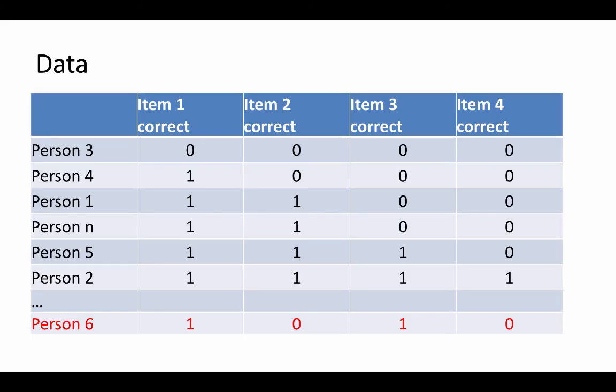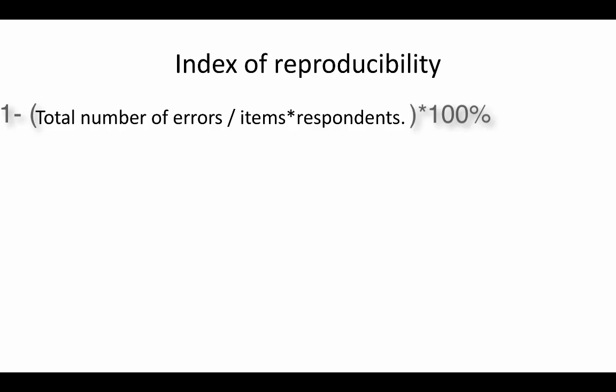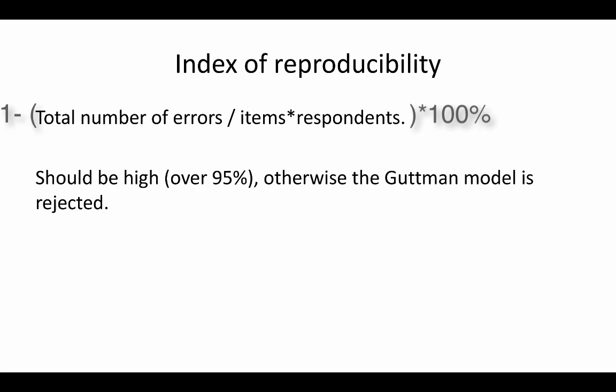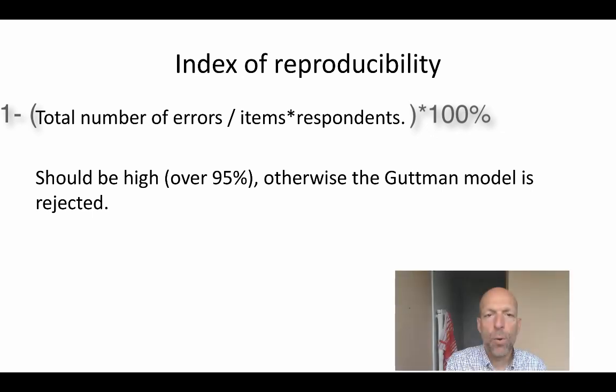Now in this case, person 6 can be set to change either item 2 to correct or item 3 to incorrect, so there is 1 error made here. Others would argue that 2 errors are made here, but the simplest way of looking at the scale is to say that you have to change only 1 of the 2, and say there is 1 error made. Now, how many answers are given? That is the number of respondents times the number of items. So in this case, we've got 7 respondents, 4 items, so 28 answers are given, and only 1 of them is wrong. So the total number of errors divided by the items times the number of respondents is called the index of reproducibility, and it should be high, otherwise the Guttman model is rejected. We cannot describe the data using the idea of a Guttman model.